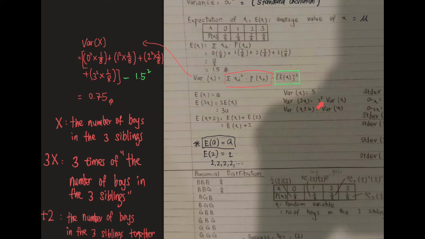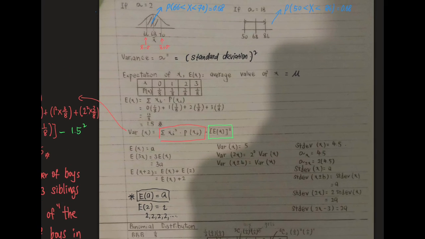Why do you have to square it? Because variance always involves squares. You see it in the symbol of variance already. So if you have 2 here, you have to square it first, then only multiply with the variance, which is 5. So you have to square it.